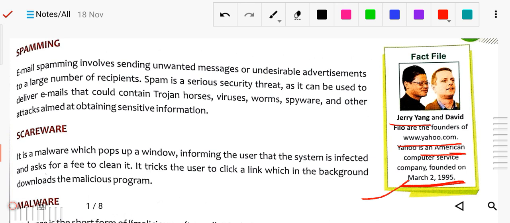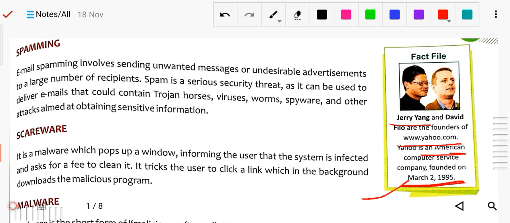Now next we have scareware. Scareware is again malware which pops up a window informing the user that the system is infected and asks them to clean it for free. Sometimes you have seen this on your mobile phone also: this message pops up saying clean your so many junk files, click here and it will remove the junk files from your phone and free up your phone.